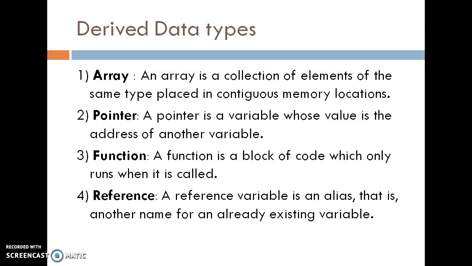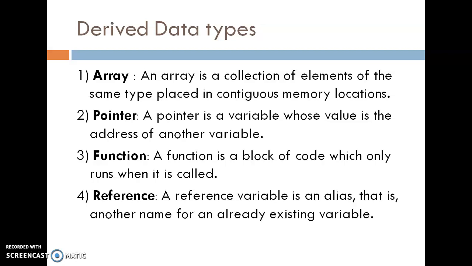Second derived data type is a pointer. A pointer is a type of variable which stores the address of another variable. Third is a function. A function is a block of code which only runs when it is called. Basically, it is used to perform some specific task. And when the function is called, at that time only the compiler moves towards that particular block of code.